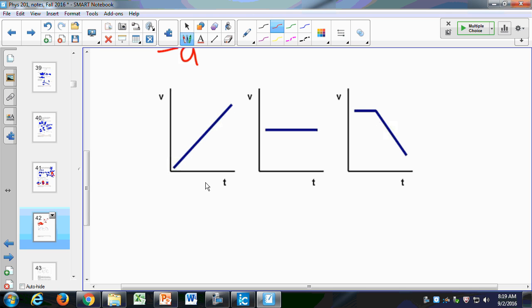All right, so remember the slope of a v versus t graph gives us the acceleration. So I have a positive velocity, I have an increasing speed, and I have a positive acceleration.